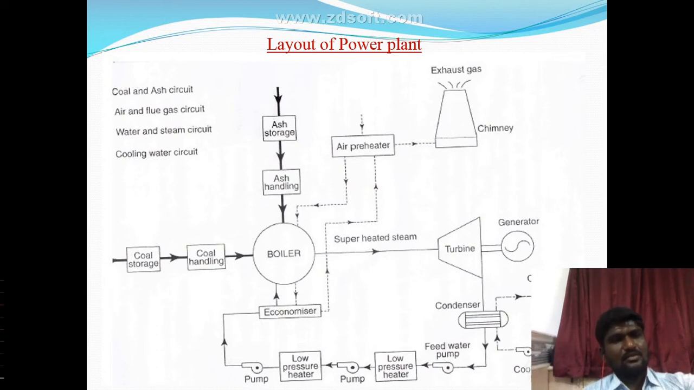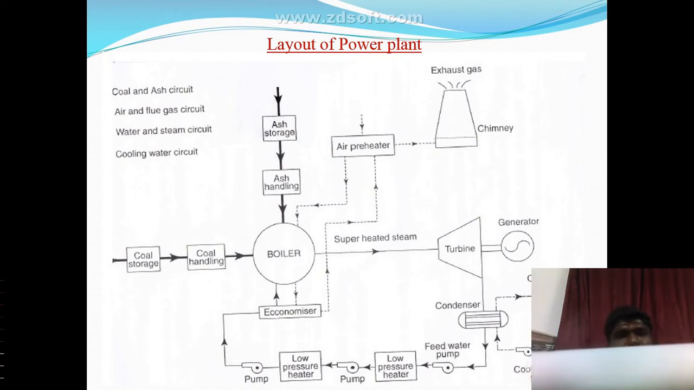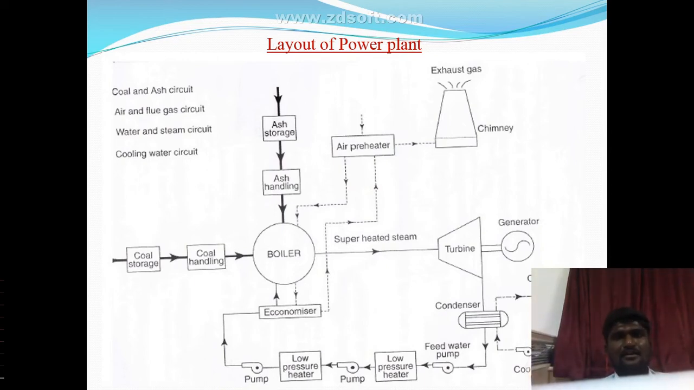Coal from the storage yard is transferred to the boiler furnace by means of screw conveyors and belt conveyors, whereas the ash resulting from the combustion of coal in the boiler furnace is removed and stored in the ash storage devices through ash handling, right? Indian coal contains mainly 30 to 40% ash, and a power plant of 100 megawatts normally produces 20 to 25 tons of hot ash per hour.